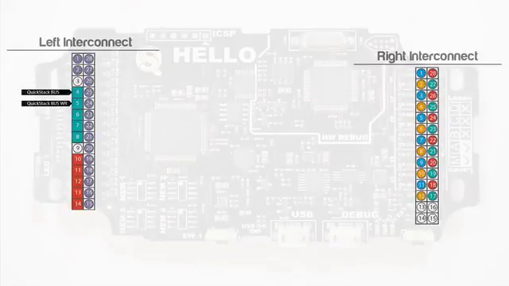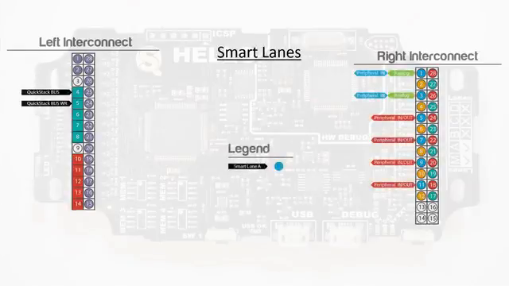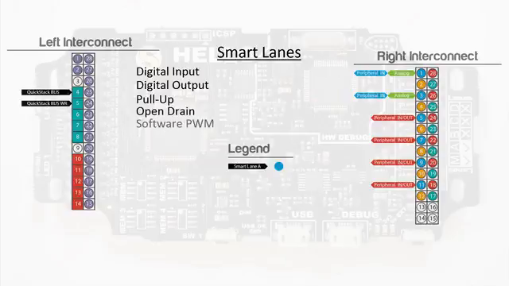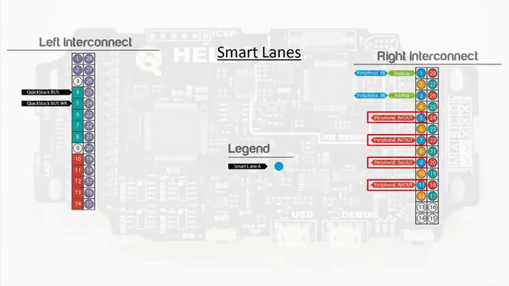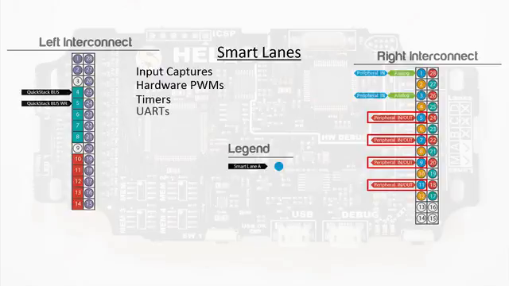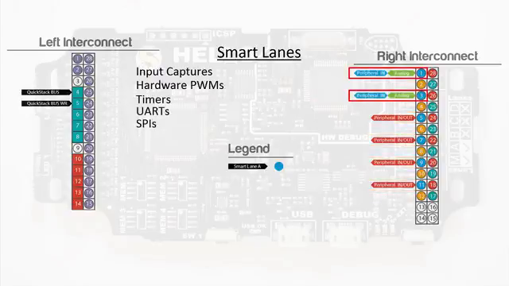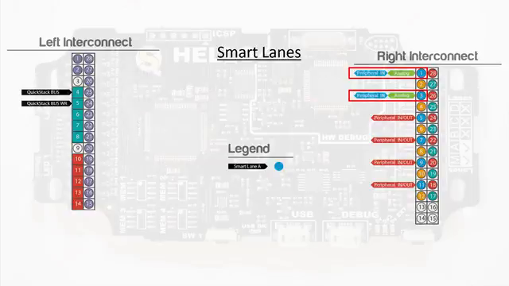For things like SPIs, interrupts, and analog inputs, a bus is not always the best answer. That's why we also developed smart lanes. This is smart lane A. Each smart lane consists of 6 pins. Each pin can be used as a digital input, digital output, pull-up, open drain, and software PWM. 4 of the 6 pins are peripheral input-output pins. This means they can become any peripheral of the processor, like input captures, hardware PWMs, timers, UARTs, and SPIs. The other 2 pins can be used as analog pins or peripheral input pins.